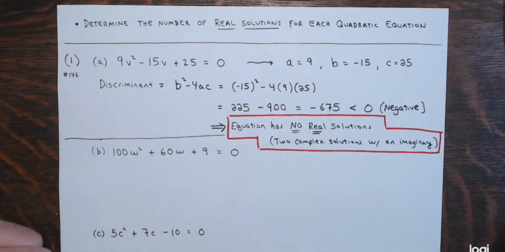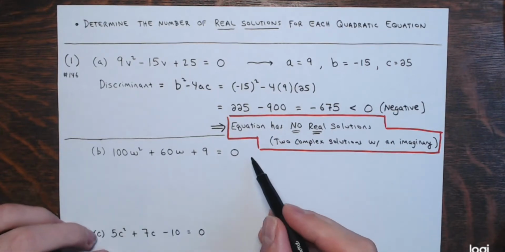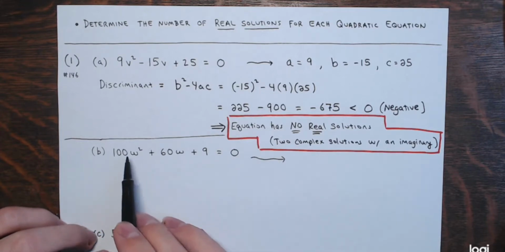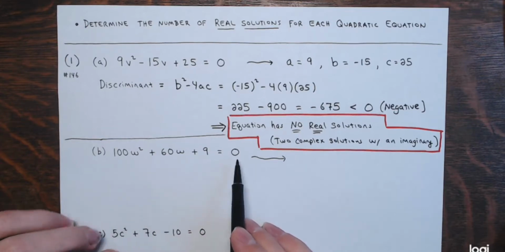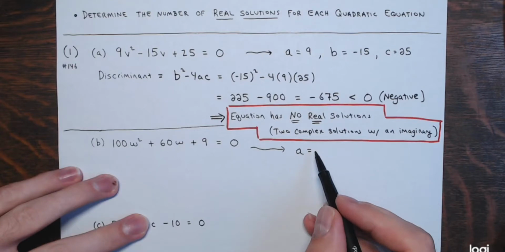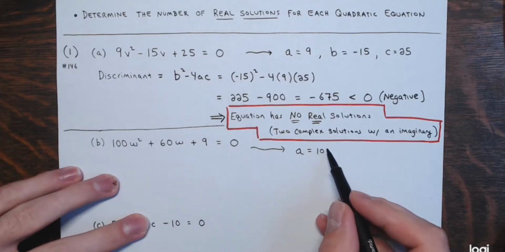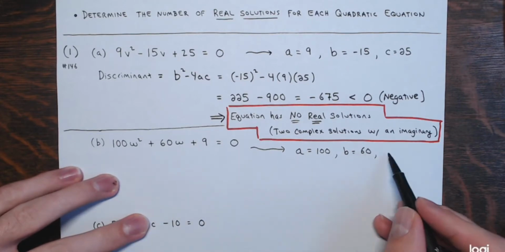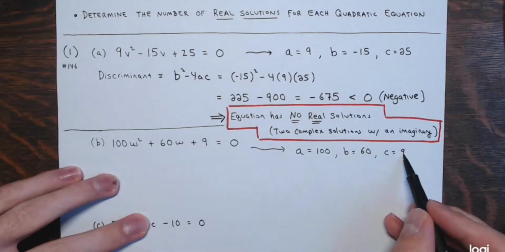All right, part B is the same thing. All we're asked is, how many real solutions does this quadratic equation have? And that's it. We are not asked to find the solutions. Now, this equation is in the form that I want. It's quadratic plus linear plus constant equals 0. So now I can identify the a, b, and c. A is the quadratic coefficient, 100. B is the linear coefficient, 60. And c is the constant term, 9.